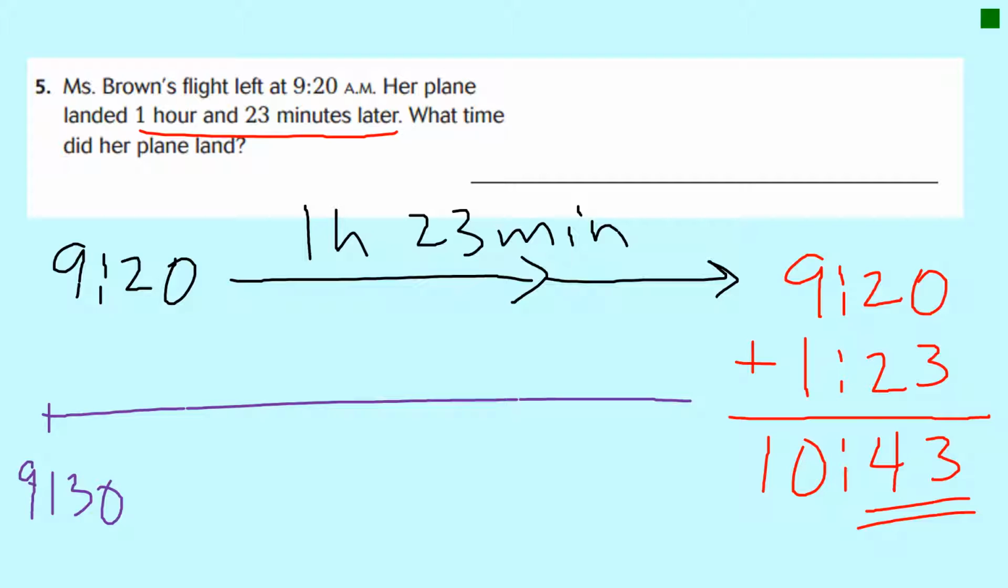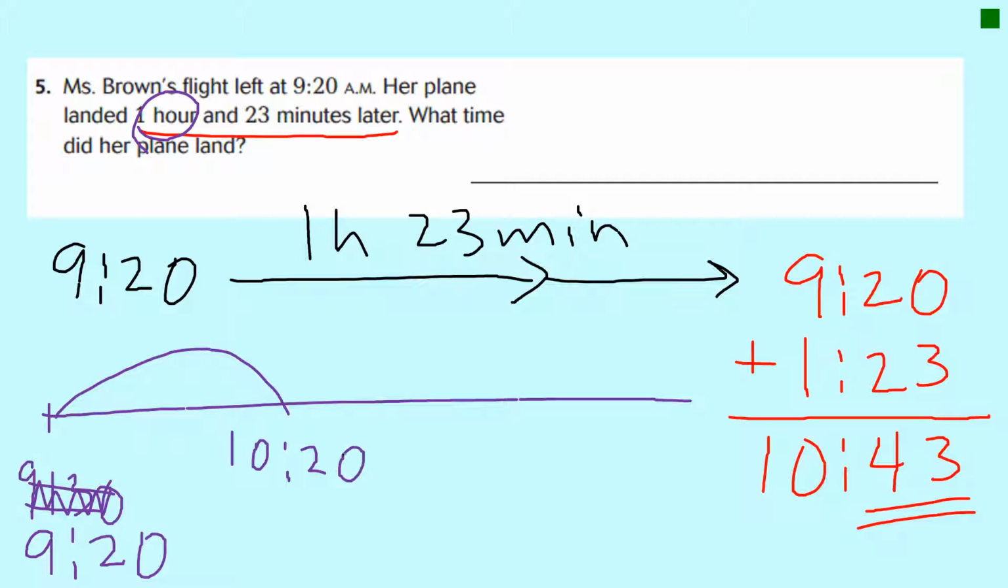Oh my gosh. Hold on. 9:20. I'm going to try that again. I was trying to write too fast. 9:20. We can jump 1 hour, right? Add on an hour. That's 10:20. And then the 23 more minutes. 10:20.